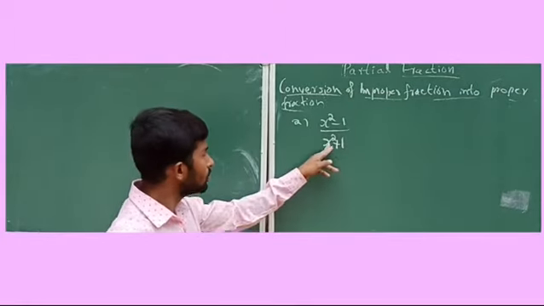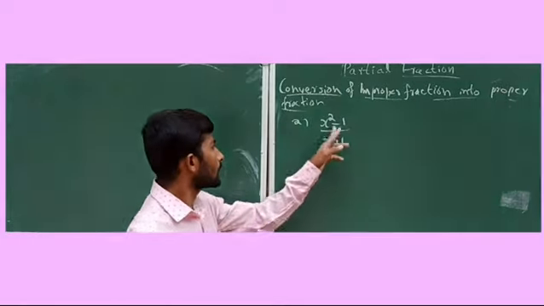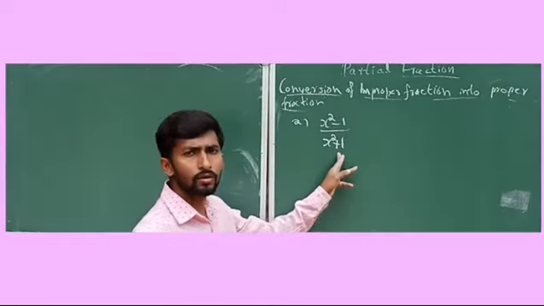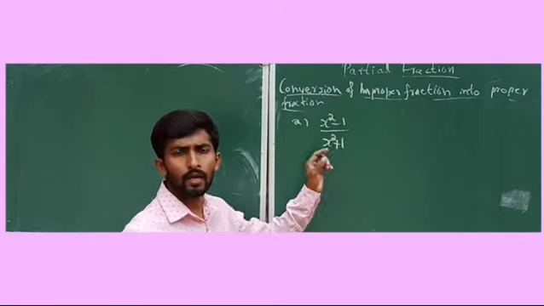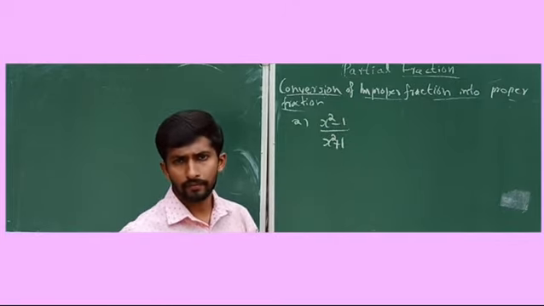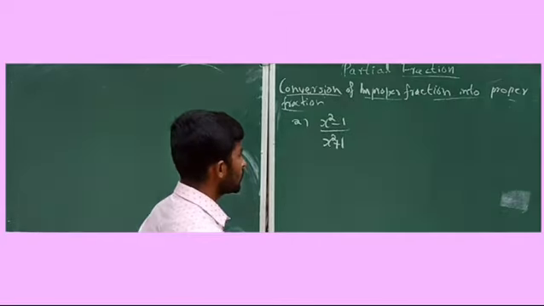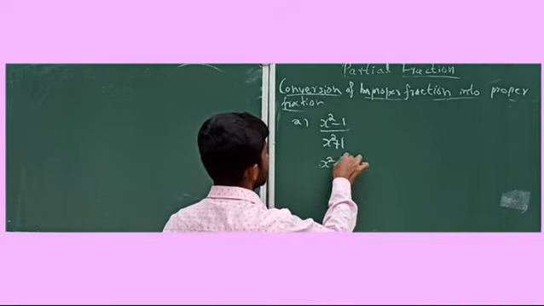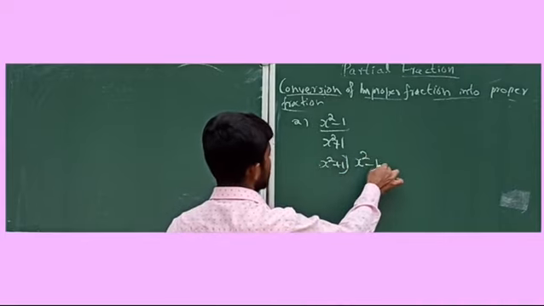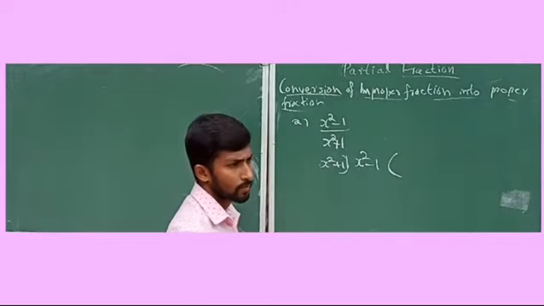See the second problem. x square minus 1 divided by x square plus 1. The degree of the numerator is equal to the degree of the denominator. Since the two degrees are equal, again it is an example of an improper fraction. You need to convert it into a proper fraction. So to divide x square minus 1 by x square plus 1, right? Dividing x square minus 1 by x square plus 1.